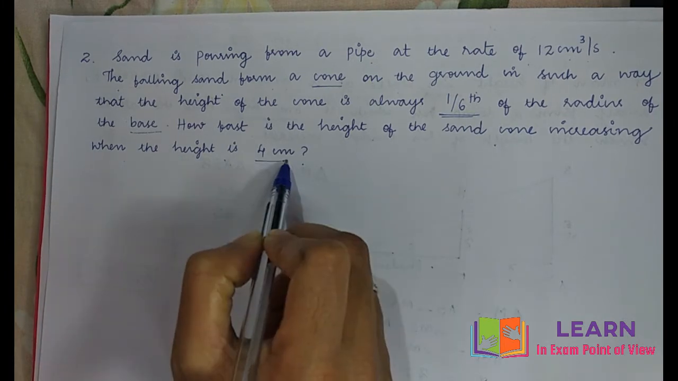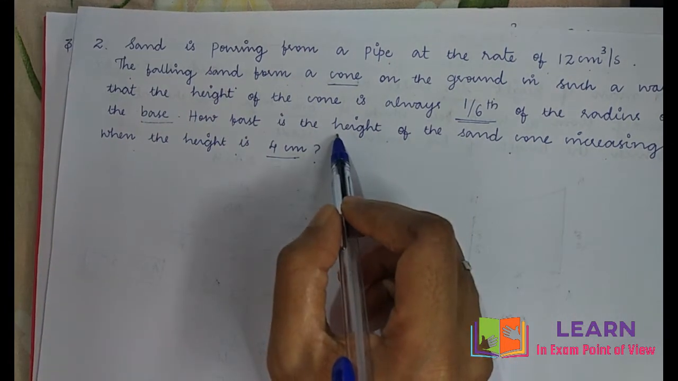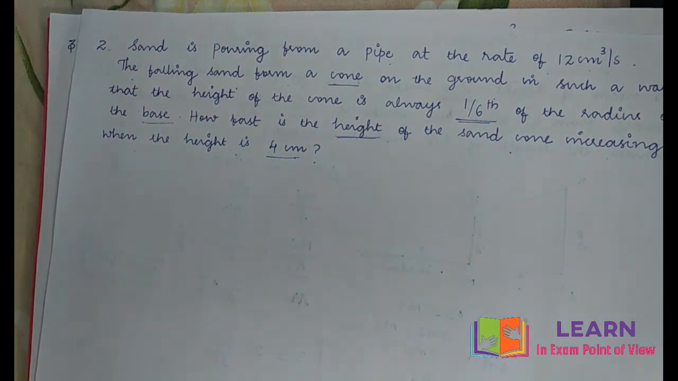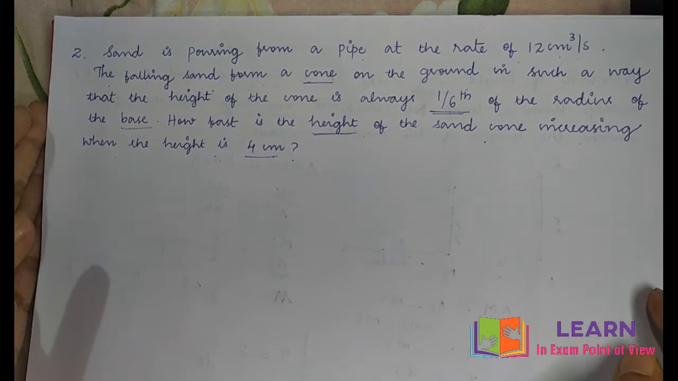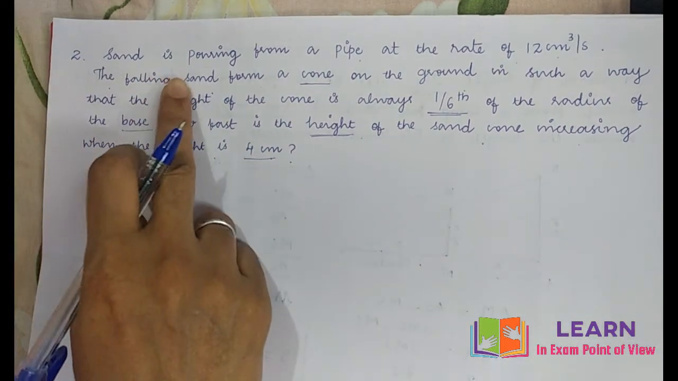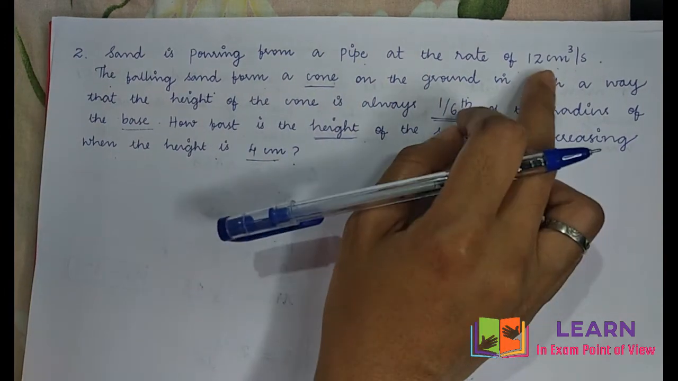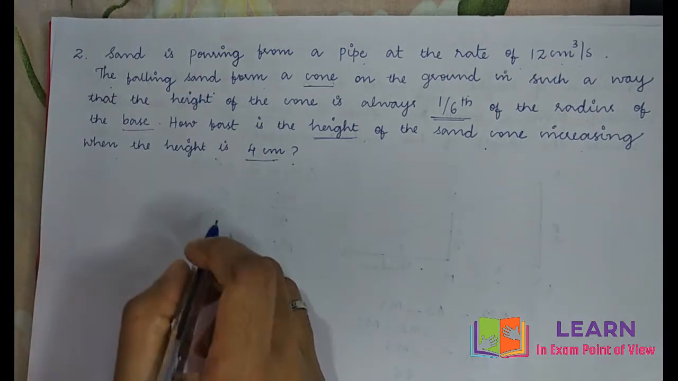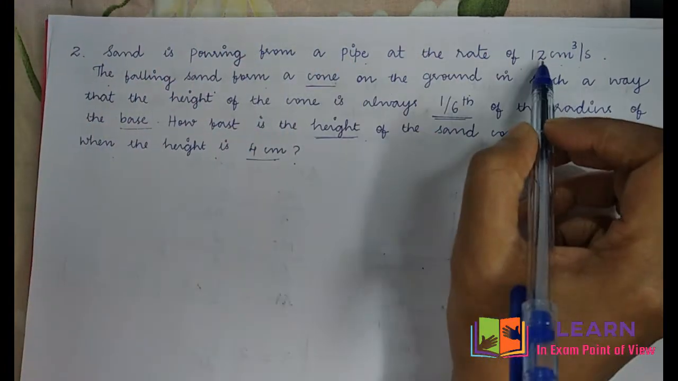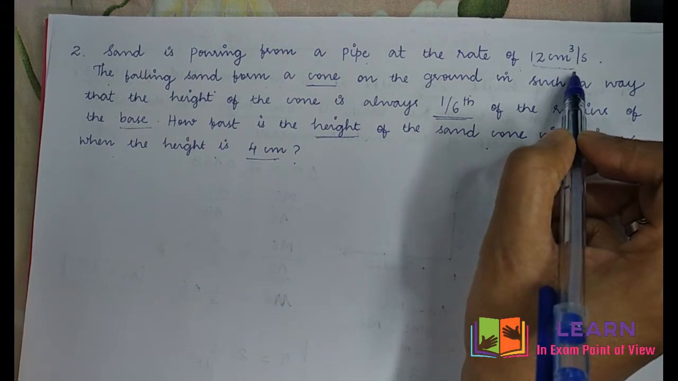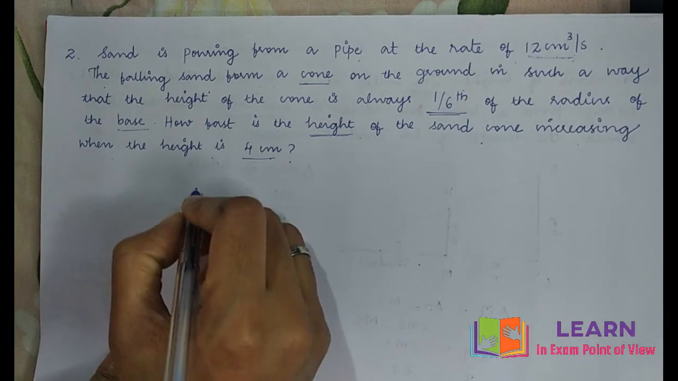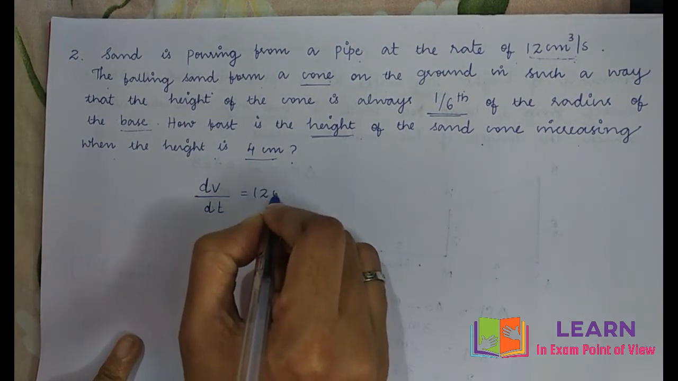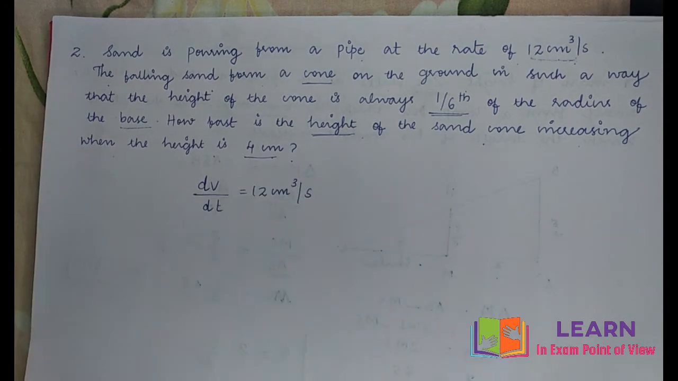So at 4 centimeter we have to find how fast the height of the cone is increasing. Height we need to find. So what all things we need? First of all, sand is pouring from a pipe at this much rate, and it is becoming a cone. So the volume rate of change is this 12 centimeter cube per second, right? That is given. dV by dt is 12 centimeter cube per second.